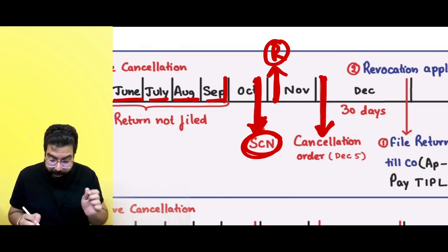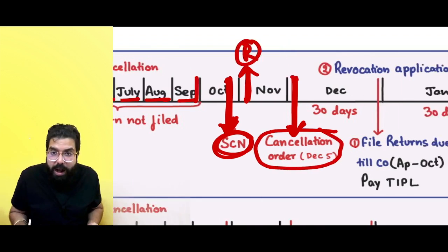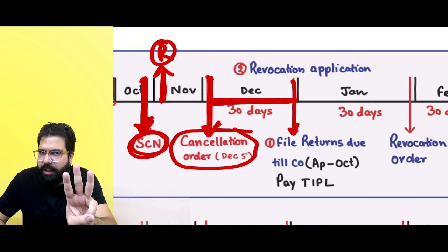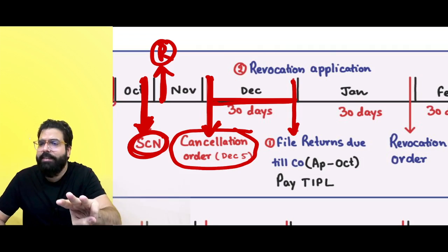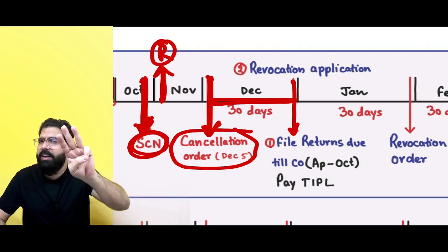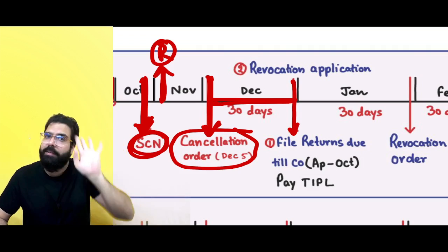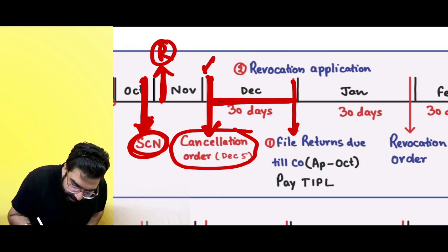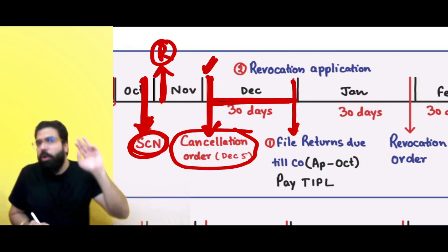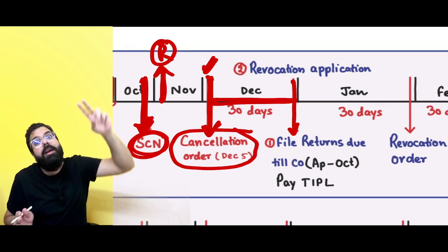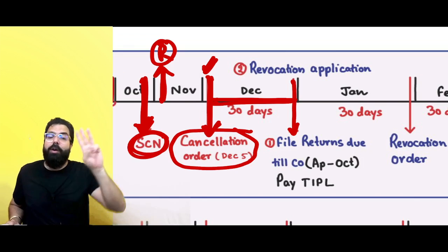Listen to me carefully. Once the cancellation order is issued, within the next 30 days you have to apply for revocation. The additional commissioner or joint commissioner can extend this by a further 30 days, and the commissioner can extend it by another 30 days. Yes, sir, point is clear. So whenever a cancellation order comes, you have 30 days, or 30 plus 30 more days, basically a 90 days time limit, provided you are given the extension of 30 plus 30.